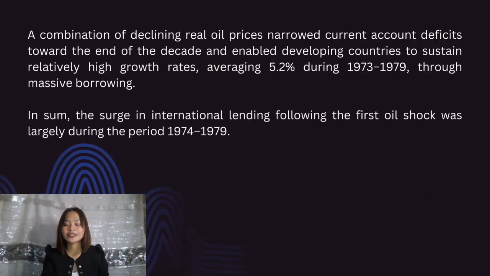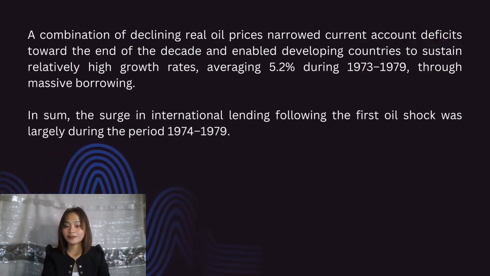A combination of declining real oil prices as a result of inflation, low or negative real interest rates, and increased export earnings narrowed current account deficits towards the end of the decade and enabled developing countries to sustain relatively high growth rates, averaging 5.2% during 1973 to 1979, through massive borrowing. In sum, the surge in international lending following the first oil shock was largely during the period 1974 to 1979.